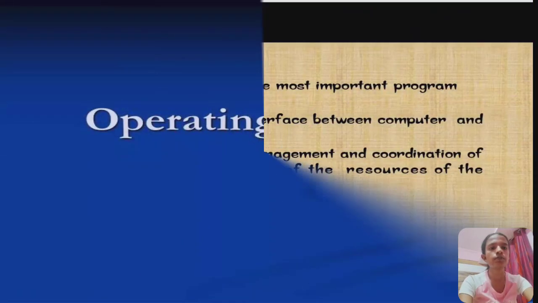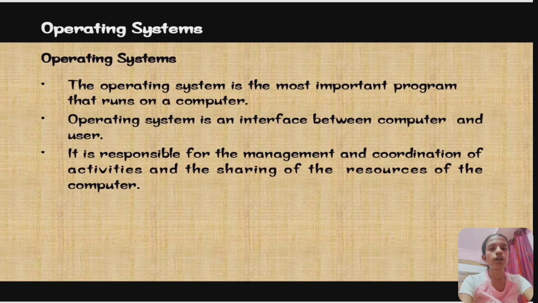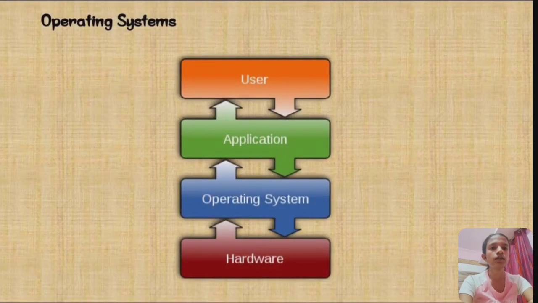Operating systems. The operating system is the most important program that runs on a computer. Operating system is an interface between computer and user. It is responsible for management and coordination of activities and the sharing of the resources of the computer. Operating systems: user, application, operating system, hardware.